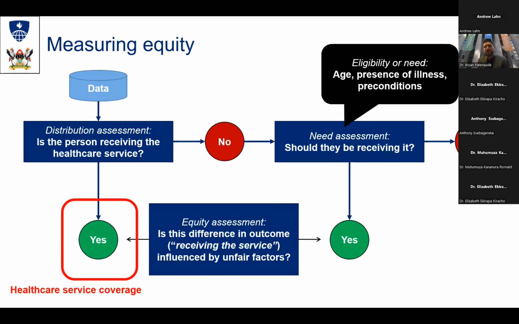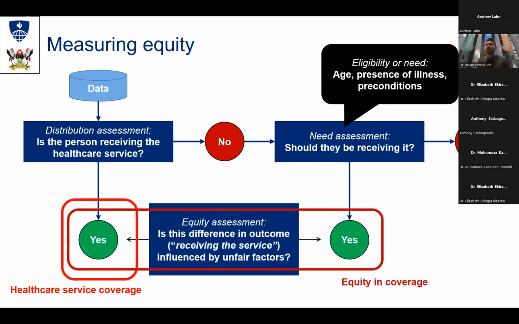If they don't, and you just take a look at the distribution of people who do versus don't receive something, that's inequality. That's different from equity. Inequality is telling us there are differences, there are disparities in the outcome, and they fall along some dimension that ideally we perhaps wouldn't want disparities on, like socioeconomic status or gender.